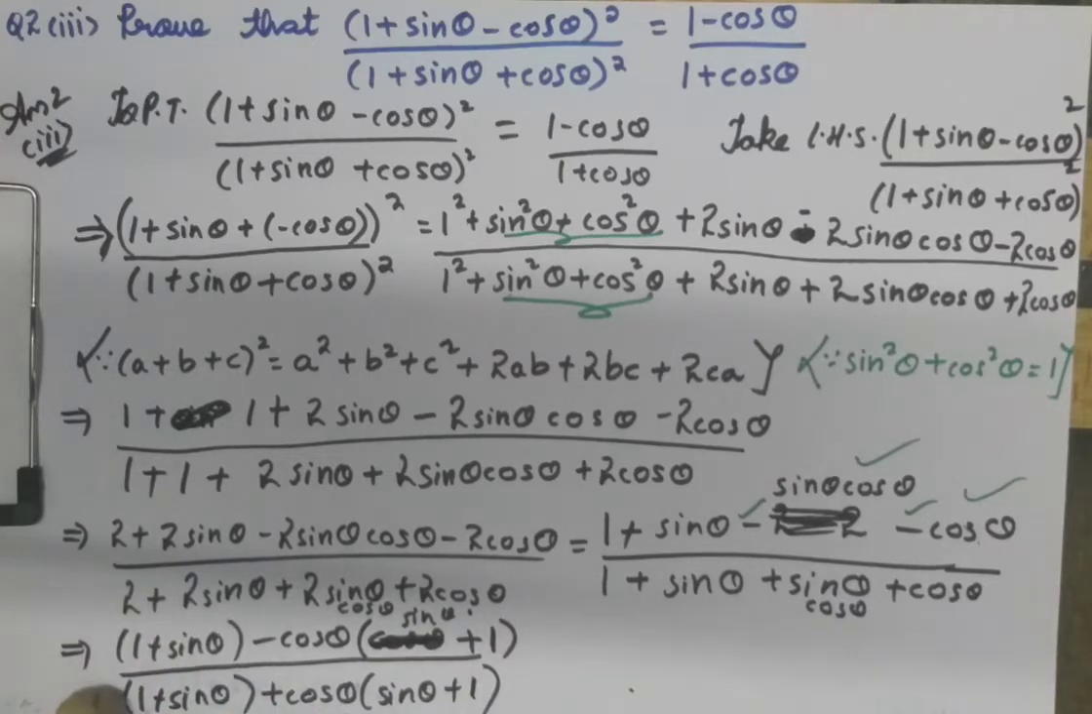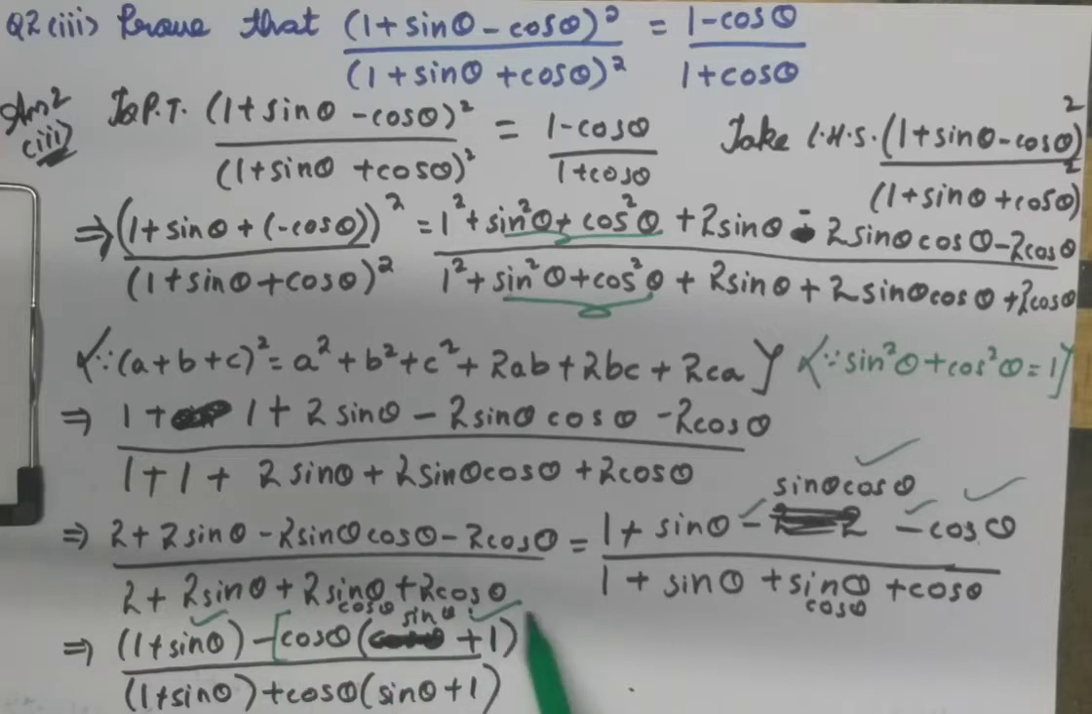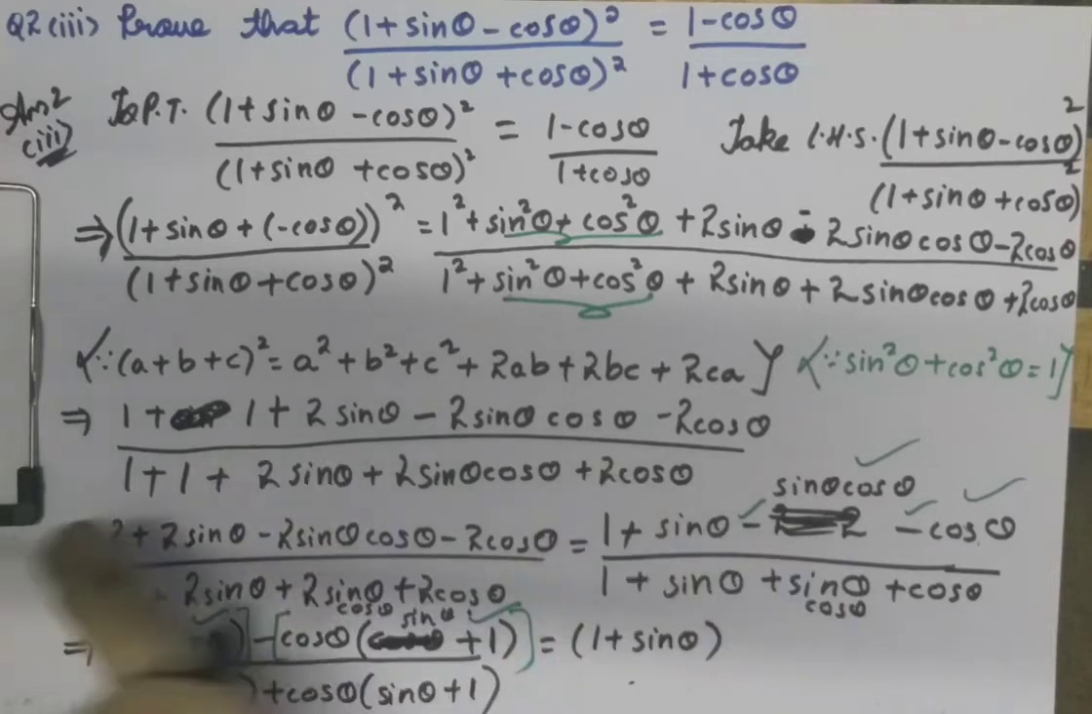So again what can we do? We can take 1 plus sin theta common here. I'm considering that this whole is 1 bracket and this whole is 1 bracket. In both these brackets, 1 plus sin theta is common. So I'll take 1 plus sin theta common. So what am I left with? If I take 1 plus sin theta common, what is left here?